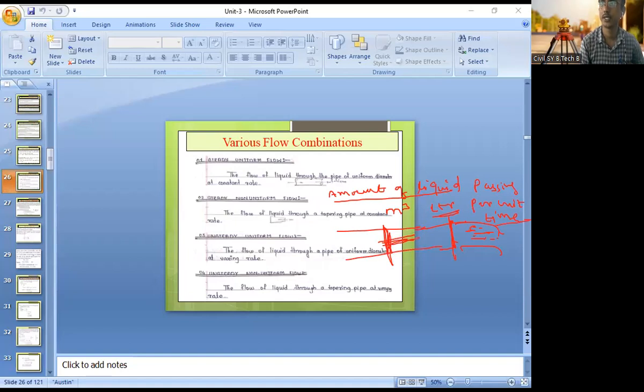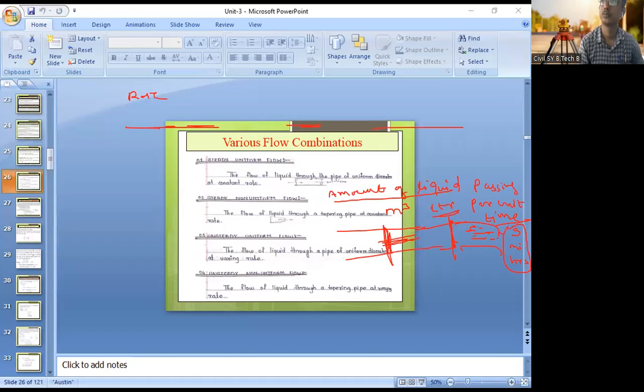So per unit time, time can be measured in seconds, minutes, or hours. From these units, we will have different types of units for this discharge or rate of flow. It is also called the rate of flow. First of all, the definition given in this PPT: the quantity of the liquid flowing per second, or per unit time, through a section of a pipe or channel.